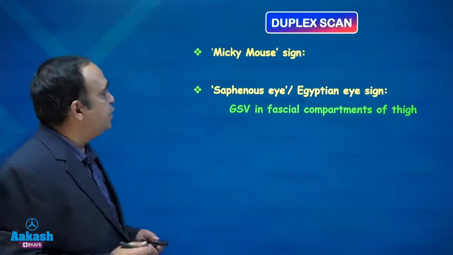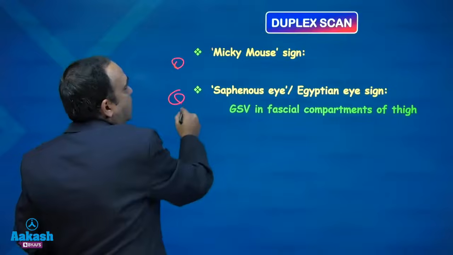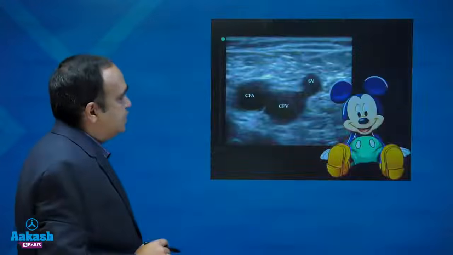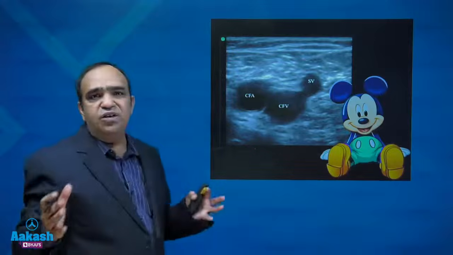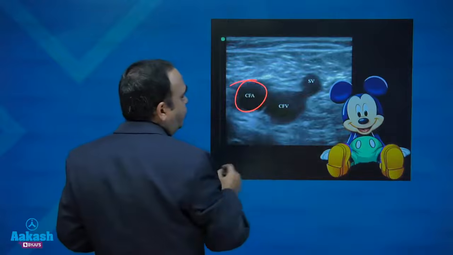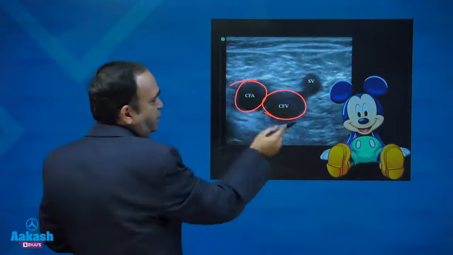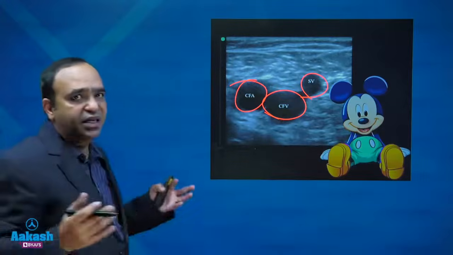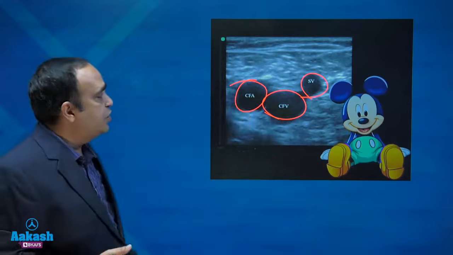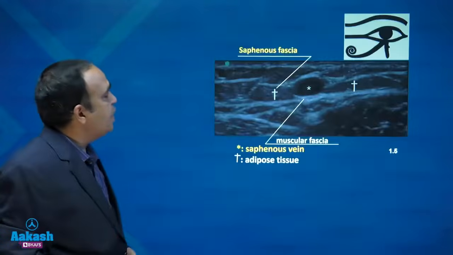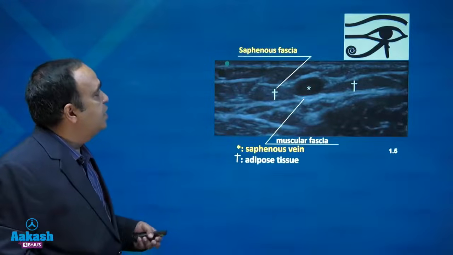Now two very important signs, again they have been asked, Mickey Mouse sign and saphenous or Egyptian eye sign. So this is the typical Mickey Mouse sign. Orientation of the three vascular structures in the thigh. You know, laterally it's the common femoral artery, then medial to it is the common femoral vein, and that's the saphenous, means the great saphenous vein draining into the common femoral vein. So this is Mickey Mouse sign, and this is Egyptian eye sign.